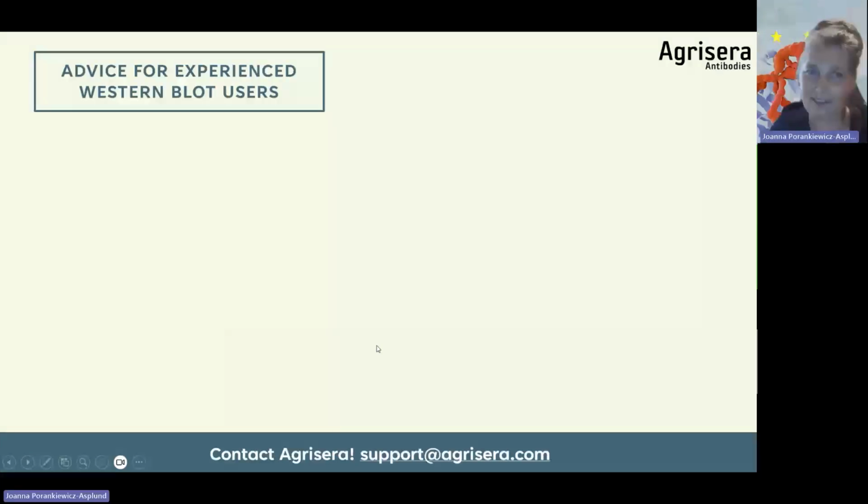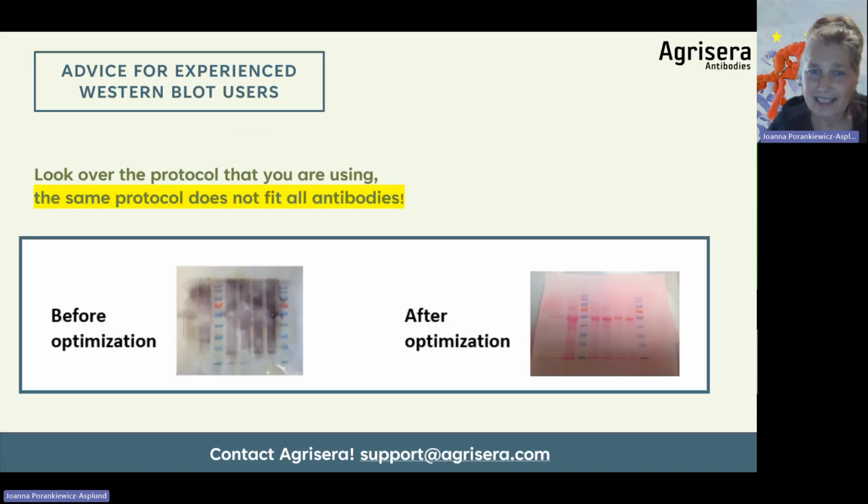I also have advice for experienced users. One protocol does not fit all antibodies. Please consider that. I know that you have done a lot of blots, but still, with each new antibody, you need to reassess your protocol and consider if maybe transfer conditions should be changed, or perhaps you should use fractionation because the protein cannot be detected in a total cell extract.